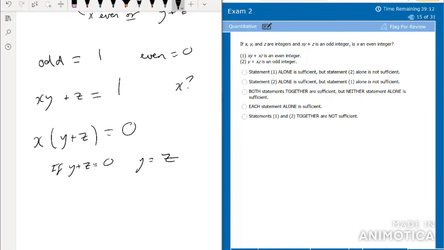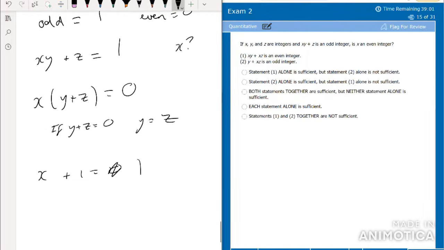So if y equals z, then if y equals 1, then we've got x plus 1 equals 0, and so x is 0. X plus 1 equals 1, and so x is 0. And if y is 0, then we've got 0 plus 0 equals 1, which is a contradiction. And so we must have that x is even, I believe. And y plus xz is odd. Okay.